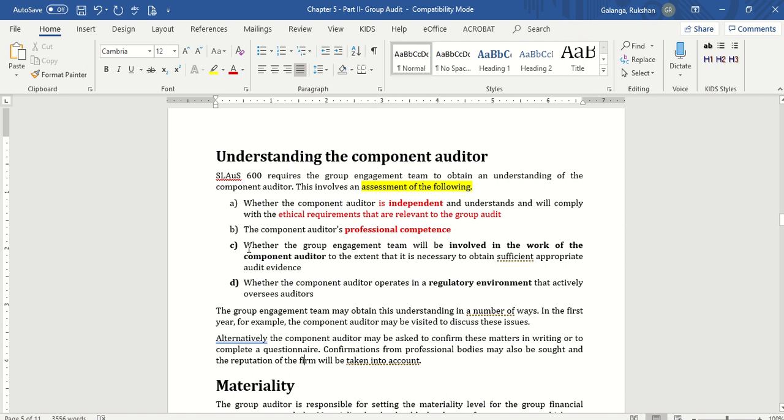Third one, whether the group engagement team will be involved in the work of the component auditor. As the group auditor, am I going to rely on the component auditor? Component auditor නිකන් සාමාන්‍ය group auditor component auditor අපි හිතමුකෝ component එකේ audit එකක් කරලා තියෙන වෙන auditor කෙනෙක්. එයාගේ audit report එක විතරක් කිව්වා කියලා දෙන්න ඔයාගේ audit report එක ගිහලා අපි audit කරන්නේ නේද? අපි බලනවා එයා කරලා තියෙන work කොච්චර rely වෙන්න පුළුවන්.